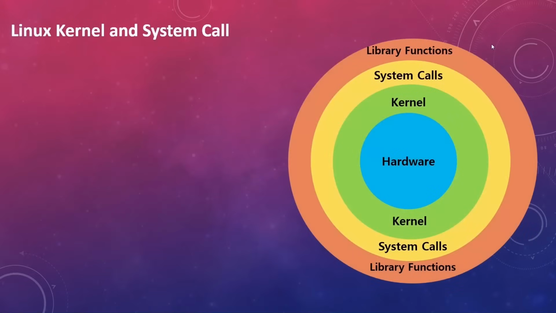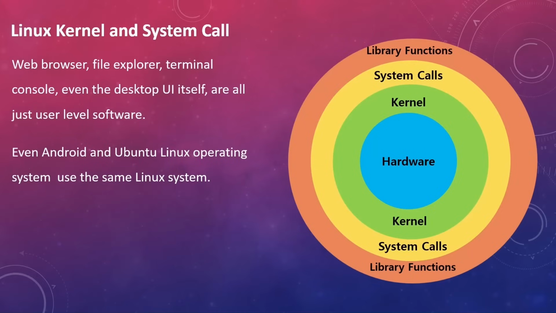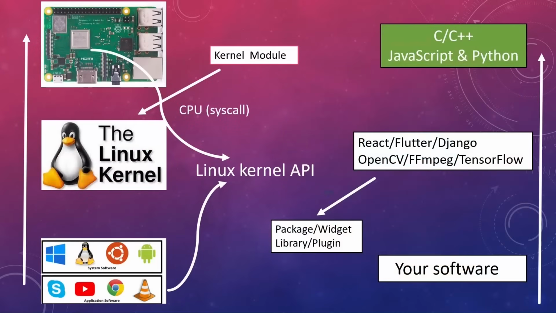So now what is Linux kernel and system call? The web browsers, file explorer, terminal console, and even the desktop UI itself are all just user-level software. Even Android and Ubuntu Linux operating systems use the same Linux system, which we call the core of Linux, or Linux kernel. So, kernel is essentially the intermediary between hardware and software, serving as an interface that transforms hardware into software. This enables user-level software such as web browsers, file explorers, and even the desktop UI itself to interact with and utilize the hardware.